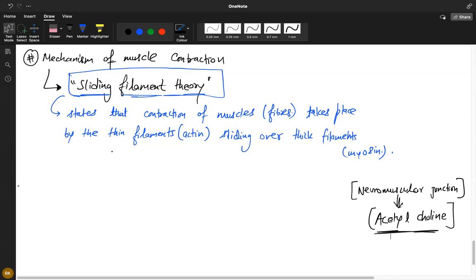Okay. Now, because this active site is now free, myosin can bind, right? Myosin can bind. But for everything to happen, any binding, unbinding, because myosin is also a protein, actin is also a protein, you need energy, right? Yes or no? Yes, sir. Now, that energy will come from ATP.